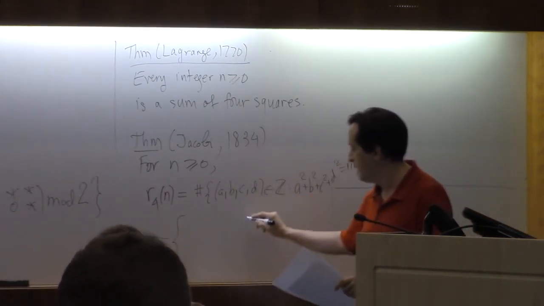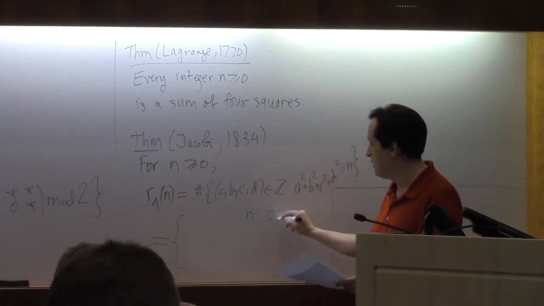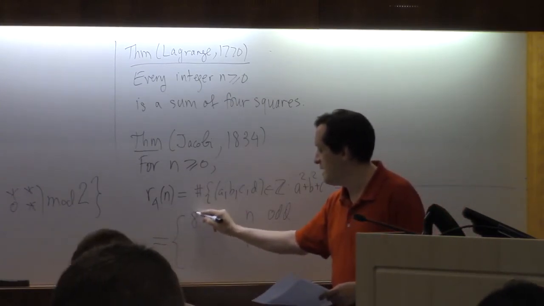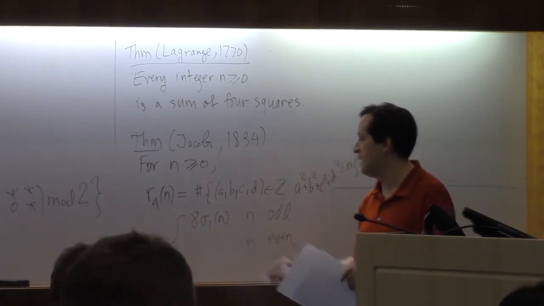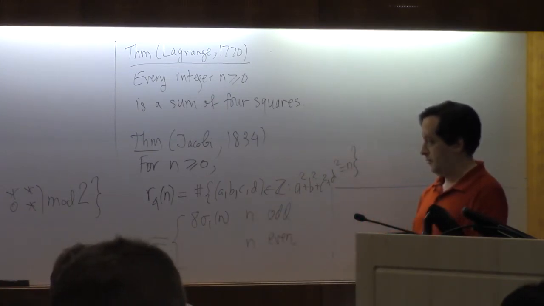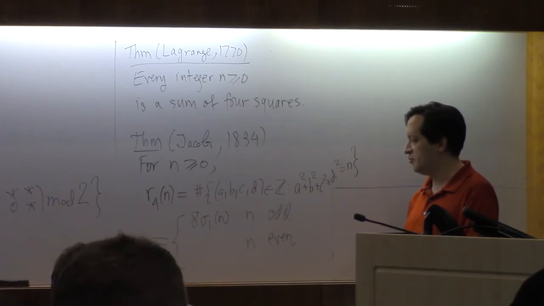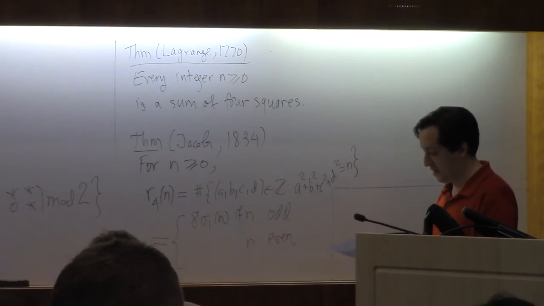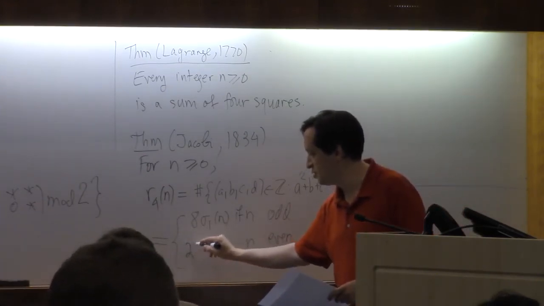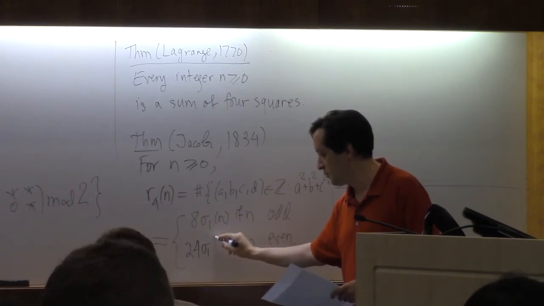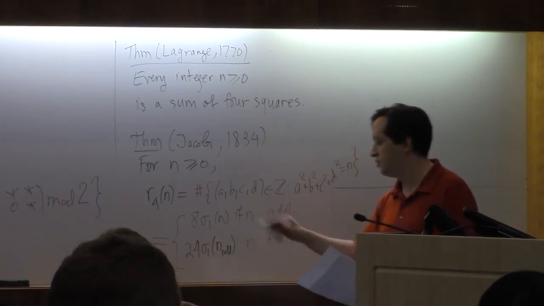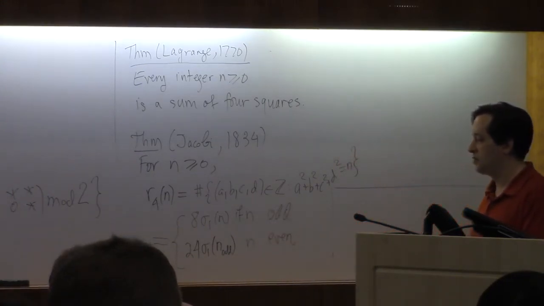Jacobi's formula has two versions depending on whether n is odd or even. If n is odd, it's 8 times the sum of the divisors of n. That's the number of representations of an integer as a sum of four squares. And if n is even, the number of representations is 24 times the sum of the divisors, not of n, but of what I'll call n odd, the odd part of n. Just divide out the power of 2 in n, and what's left is called n odd.